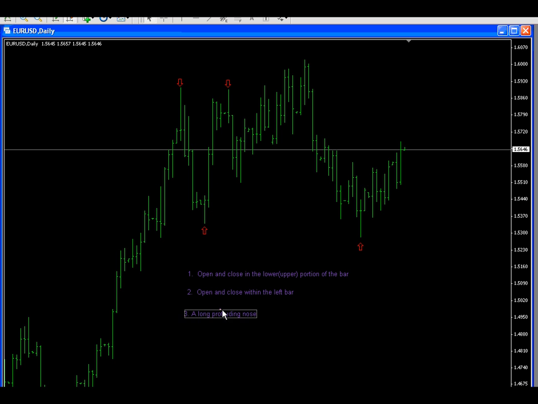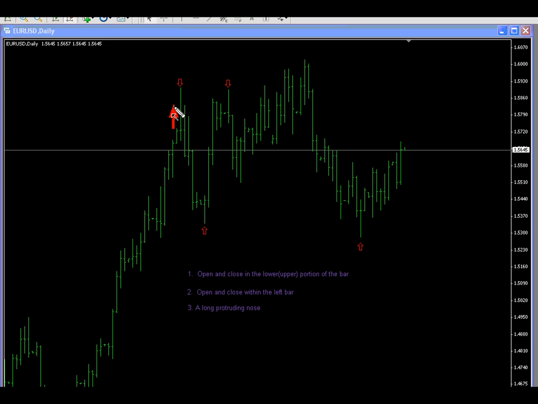The third criteria is a long protruding nose. And this is why these are called Pinocchio bars. If you notice, this has a very long nose sticking out, and essentially the idea behind it is that it's lying to which way price is going. So this very long nose is the opposite of where price is really going, which is this is indicating that price is going down. So we have 3 criteria that this is met so far. The open and close are in the lower portion of the bar, the open and close are within the left bar, and we have a very long protruding nose.